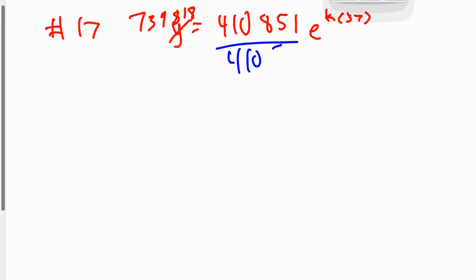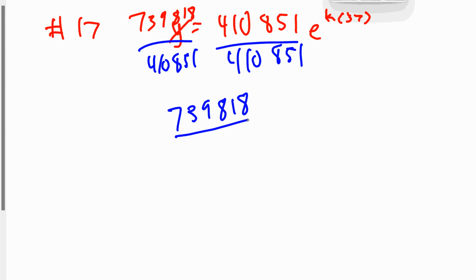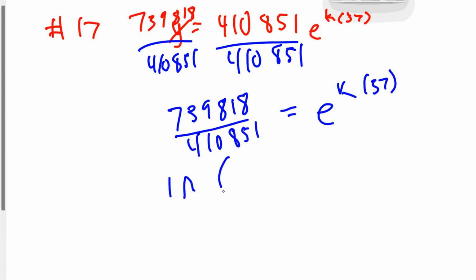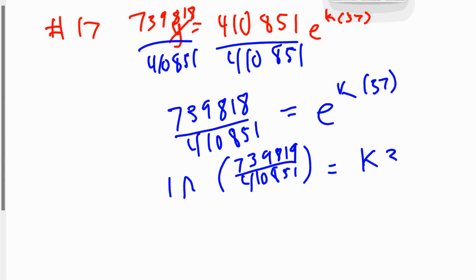I want to get it by itself, so I divide by the original amount, 410,851. So 739,818 divided by 410,851 is equal to E raised to K times 37. So I want to get this K by itself, so I need to take the ln of both sides. So ln of this number divided by this number equals K times 37. So then I just have to divide by 37.